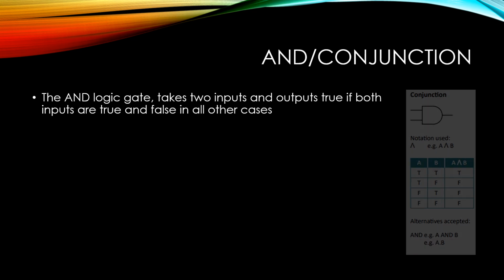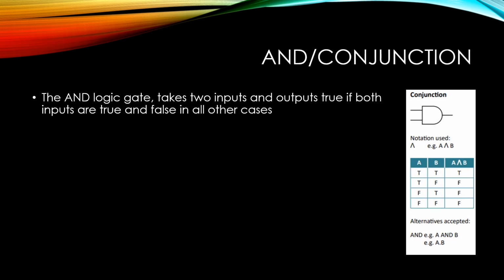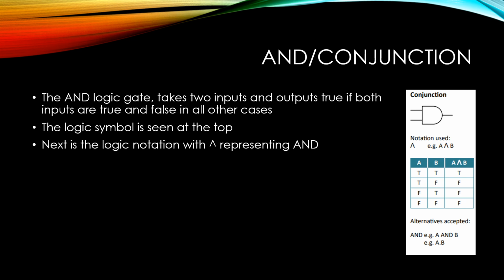The AND logic gate, also known as conjunction, takes two inputs and outputs true if both inputs are true and false in all other cases. The logic symbol for the AND logic gate looks like an extended D, as you can see here at the top. The logic notation uses the caret, which looks like an upside down V, to represent AND.